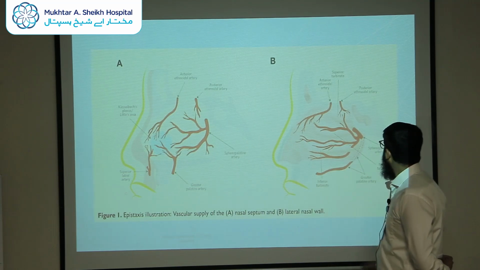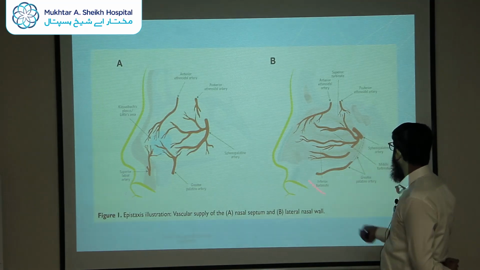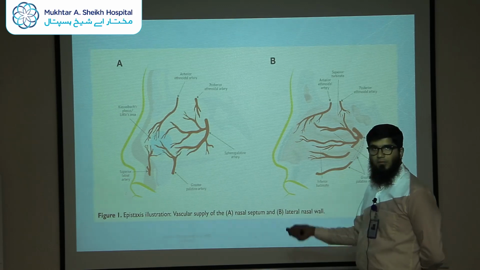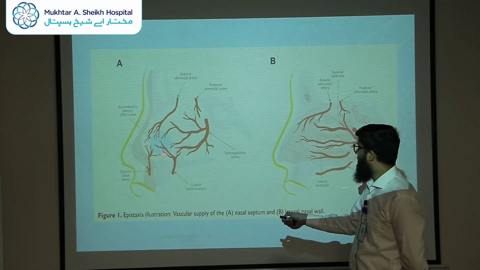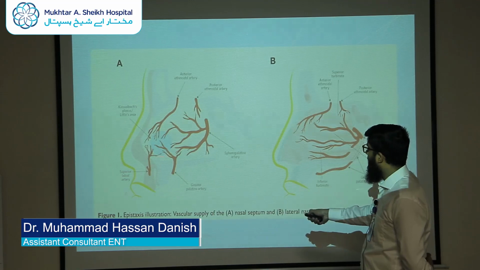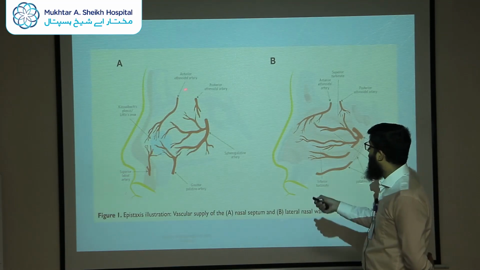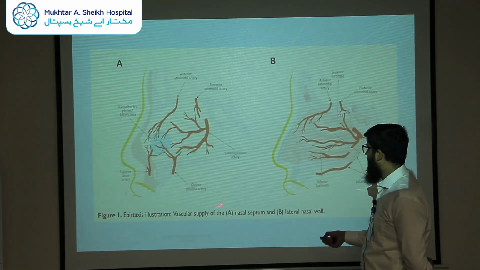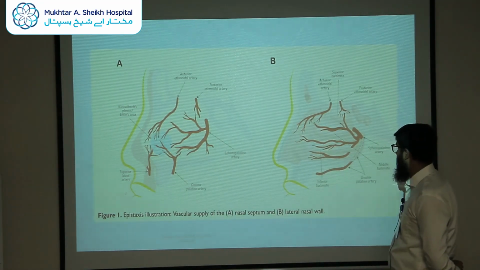A little about the anatomy of the nose. This is the medial wall of the nose, this is the lateral wall of the nose. The medial wall comprises the septum. The most common site of epistaxis is the septum, and on the septum it is this area shown in blue, also known as Little's area or Kesselbach's area. You can see that it is very well vascularized. It has a supply from the anterior and posterior ethmoidal arteries, the sphenopalatine artery, the superior labial artery, and the greater palatine artery. So it is supplied by both the internal and external carotid systems.